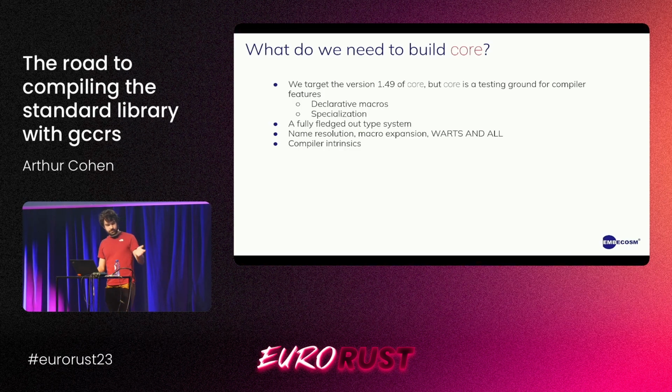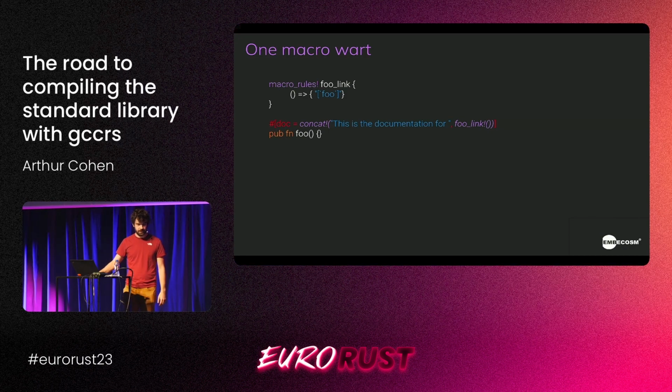We need to do name resolution properly. We need to do macro expansion properly, and those are the parts I've been working on, especially this year. And that means warts and all for name resolution and macro expansion. All of the interesting behaviors of Rust when it comes to name resolution and macro expansion, we need to support them as well. Finally, a bunch of compiler intrinsics. We'll get into that a bit later.